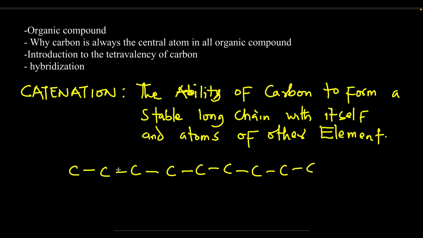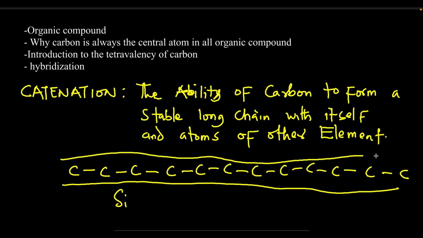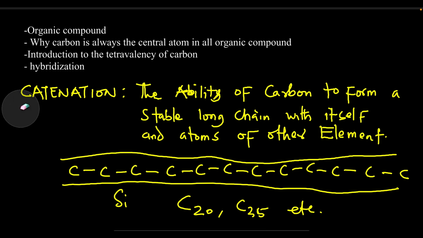This is actually because of the ability of carbon known as catenation. In as much as this chain is very long, it is still very stable. There is no other element that can exhibit the same property as carbon. The only one that comes close is silicon because it is in the same group as carbon. But carbon is the only atom that forms a stable, very long chain. It's only carbon that can form C20, C25, etc. So take note: catenation is the ability of carbon to form a stable long chain with itself and atoms of other elements.